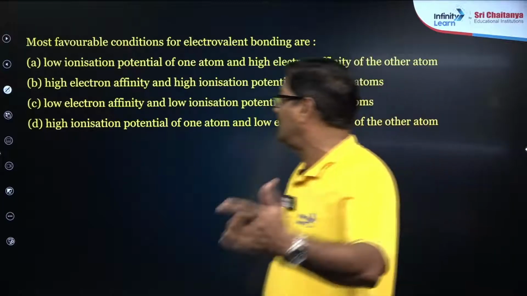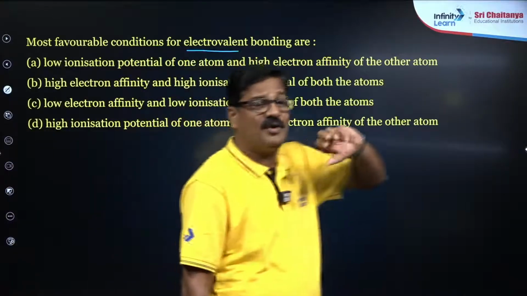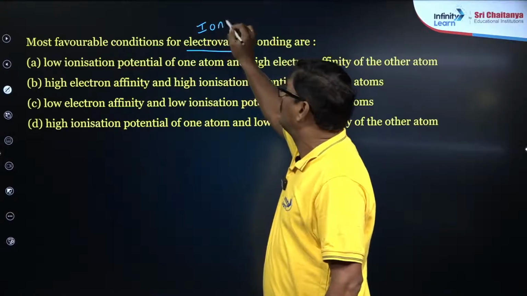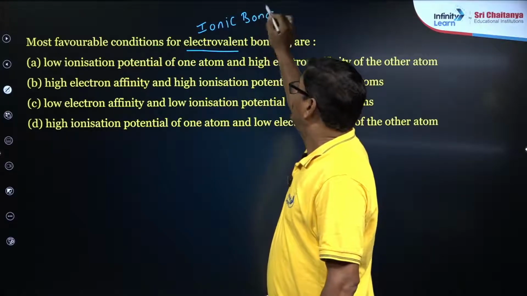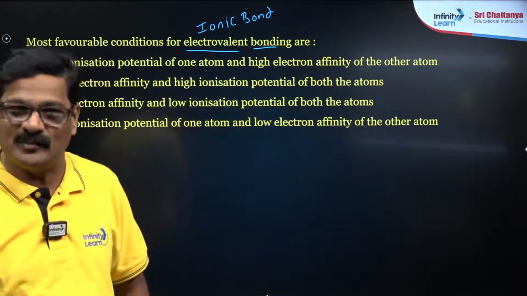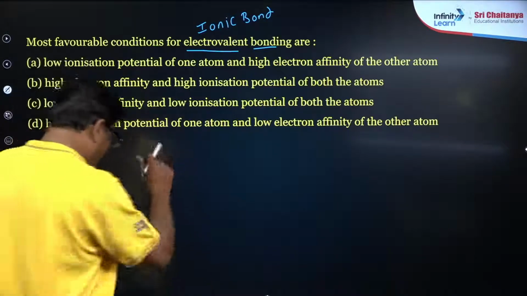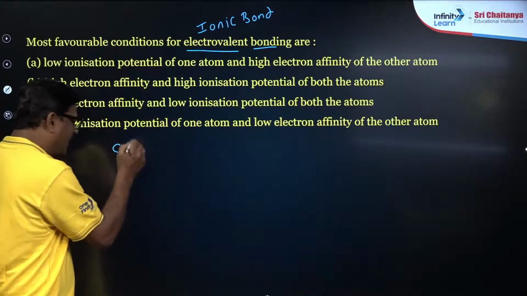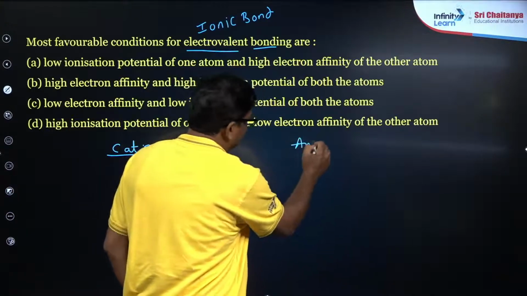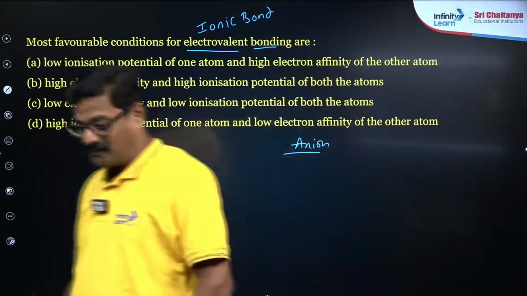Get ready. The most favorable condition for electrovalent bond. Electrovalent bond क्या चीज है? अरे, इसका दूसरा नाम है ionic bond. Electrovalent bond, ionic bond भी बोल सकते हैं, and we use ionic bond in most of the cases, but it is popularly known as electrovalent bond. ये electrovalent bond form करने के लिए आपको cation चाहिए and anion भी चाहिए, है ना? So cation में क्या क्या होगा, anion में क्या क्या होगा?